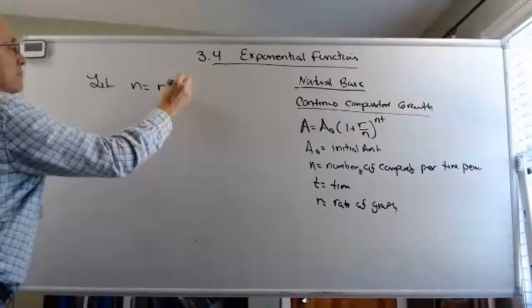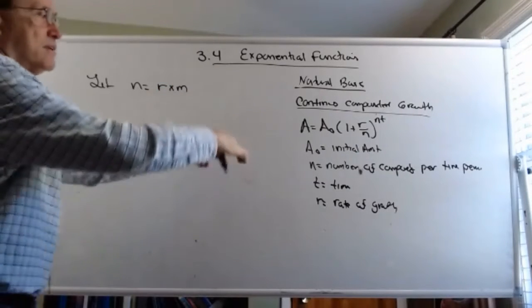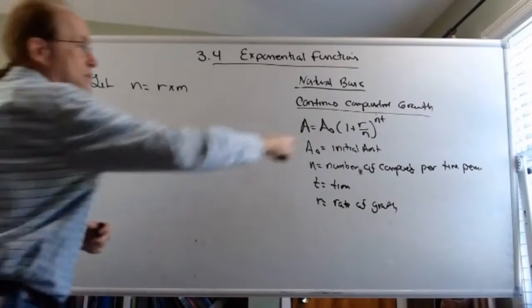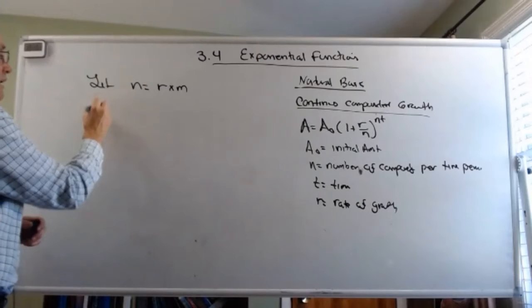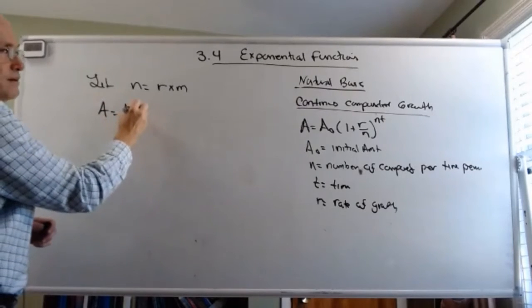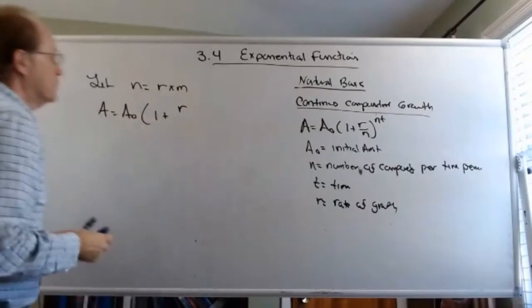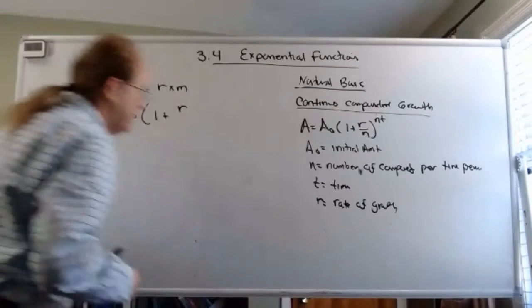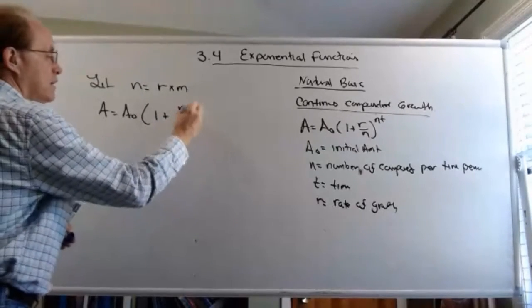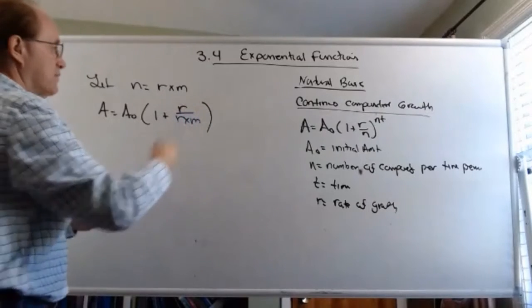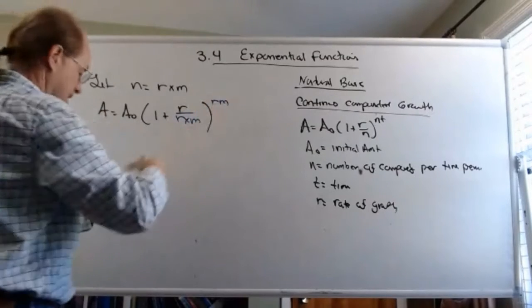So what we're going to do is make a simple little change of variables. We're going to let N equal R times M. Now the number of compoundings is going to become a real number instead of just an integer. So we plug that in: A is A0 times (1 plus R over RM), raised to the RM times T.